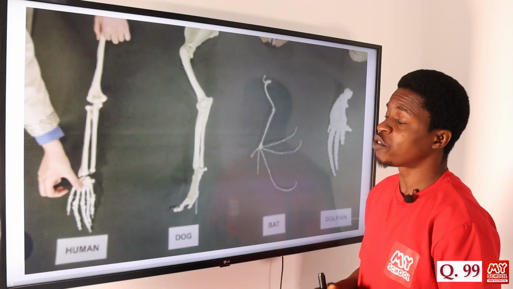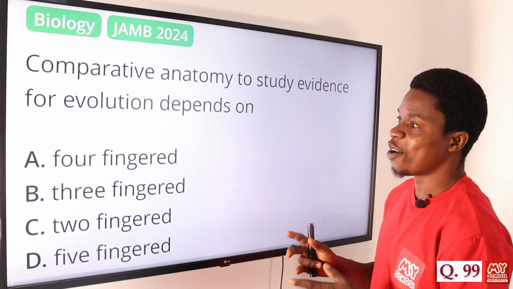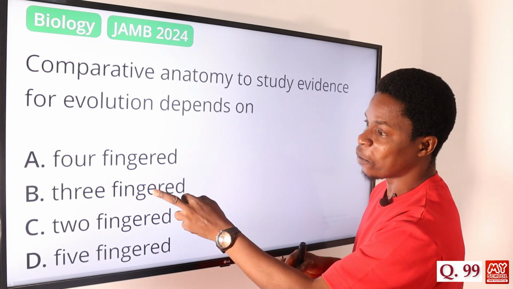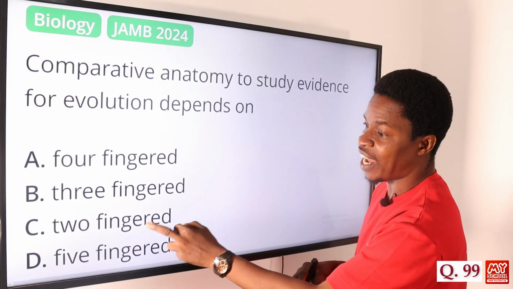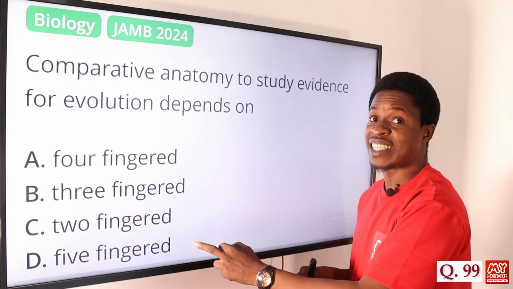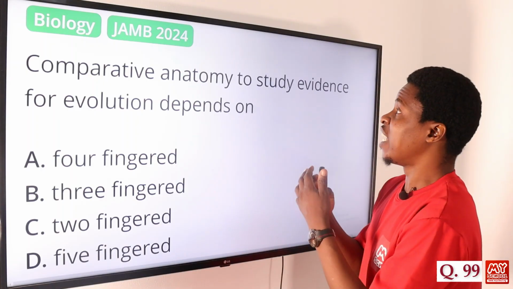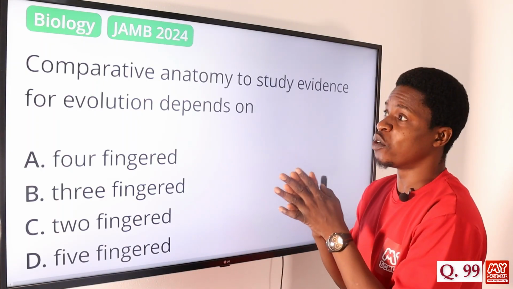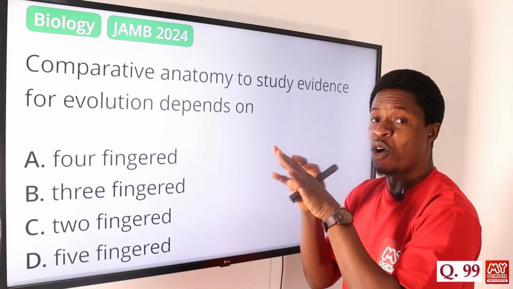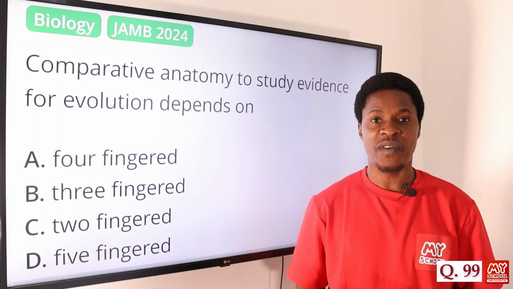So let's move back to the options so we can pick the correct answer. Like we just saw, we saw 5 digits, 5 fingers. Option A says 4-fingered, option B says 3-fingered, option C says 2-fingered, option D says 5-fingered, which is the pentadactyl forelimb. So it is comparative anatomy. It shows the evidence of evolution. We have to compare the structures of the forelimb of all the organisms that we looked at. So the correct answer is option D, 5-fingered.